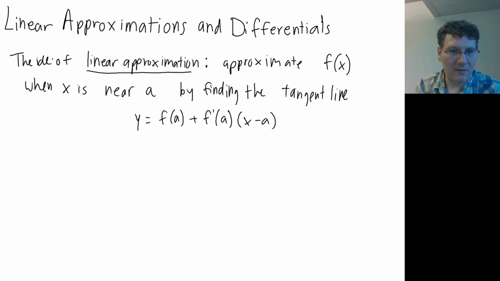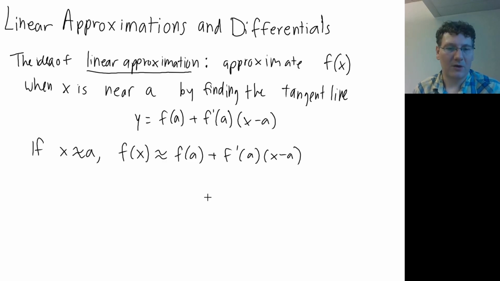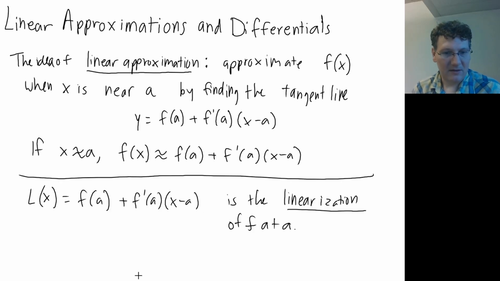So the idea of a linear approximation is this. We're trying to approximate some function of x when x is near some value a. We're going to find the tangent line, which is in the form y equals f of a plus f prime of a times x minus a. So if x is close-ish to a, then f of x is going to be close-ish to f of a plus f prime of a times x minus a. And so we call L of x equals f of a plus f prime of a times x minus a the linearization of f at a. So let's see an example.